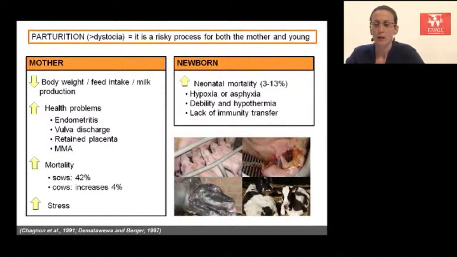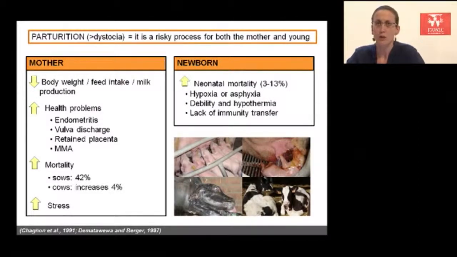For instance, regarding a study in sows, they described the overall sows that die at farm level, which is true that it is not very high, but of those sows, 42% die around parturition. And in the case of cows, parturition is a risk factor, so the mortality may increase 4%.